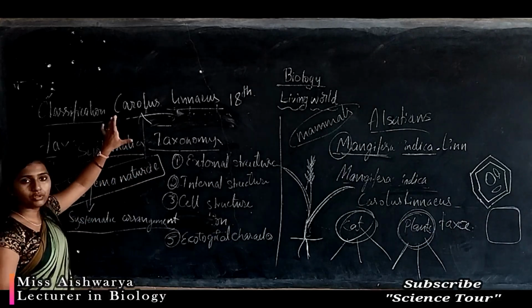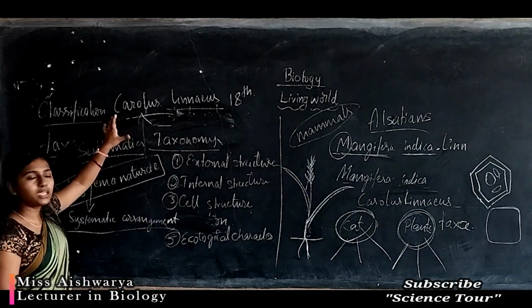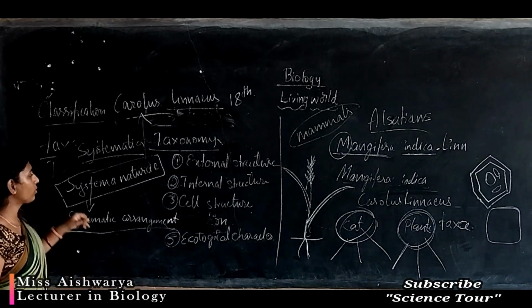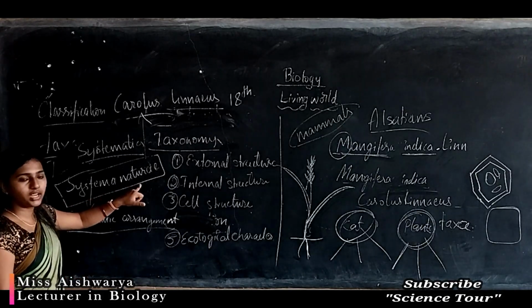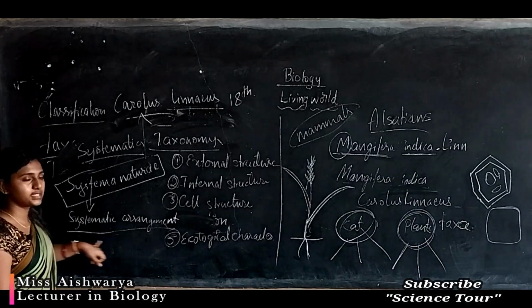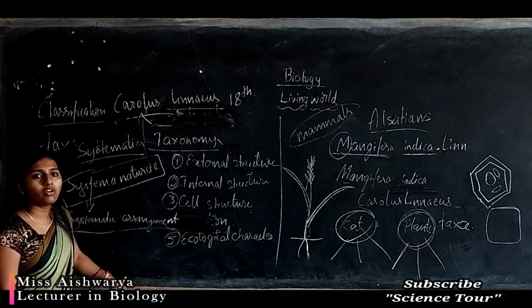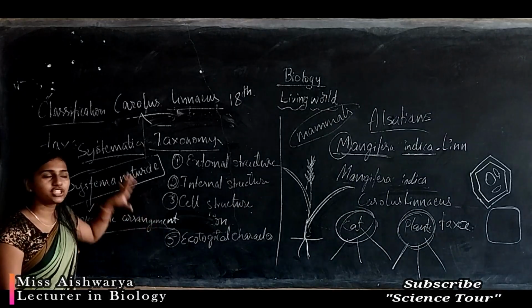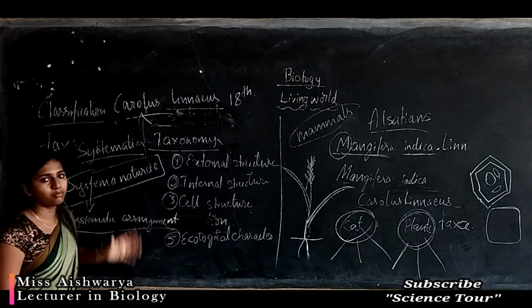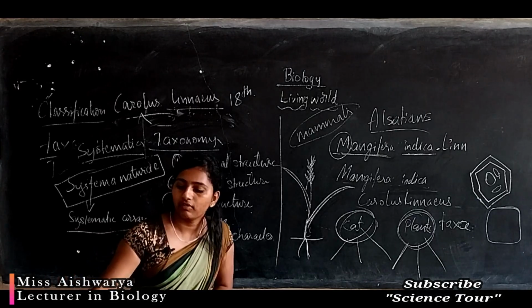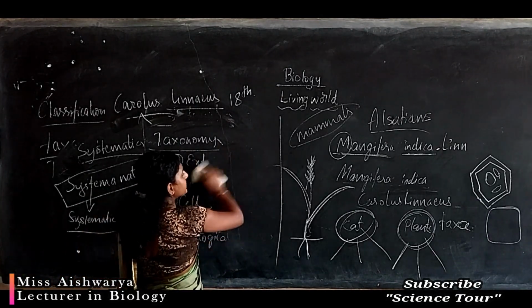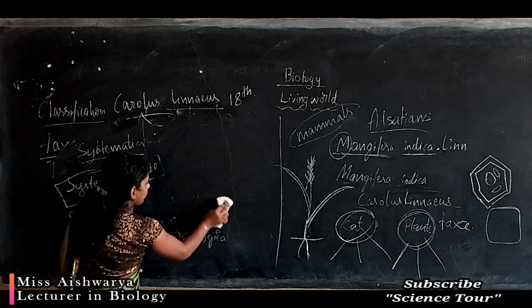Very important. Who is the father of taxonomy? Carolus Linnaeus is called the father of taxonomy, who wrote the book called Systema Naturae, which includes all the systematic arrangement of the living organisms and how to classify the organisms. All the procedures are given in his book. Very important. Next we'll move to one more important concept, that is taxonomic category.